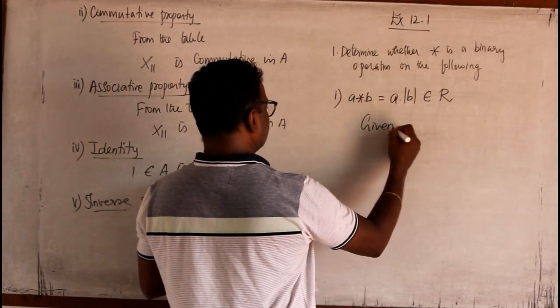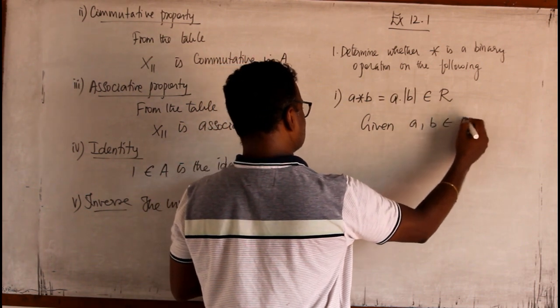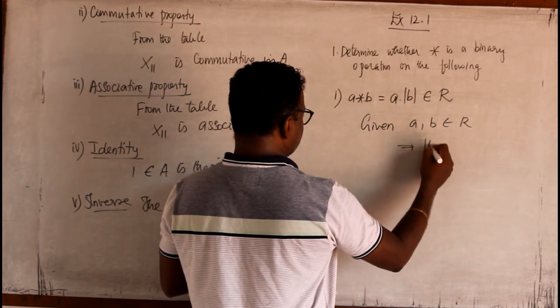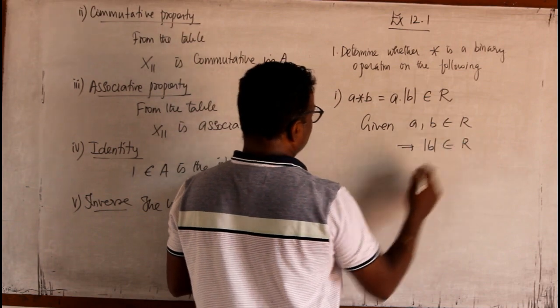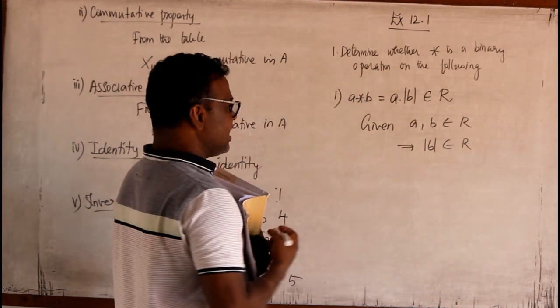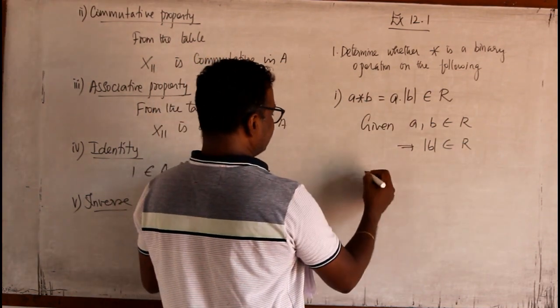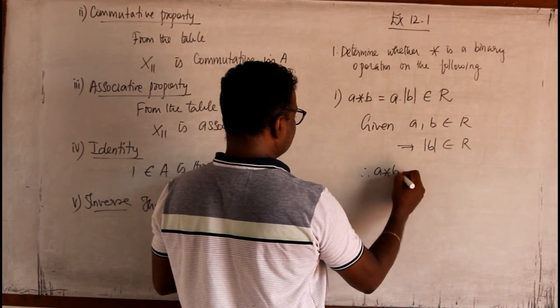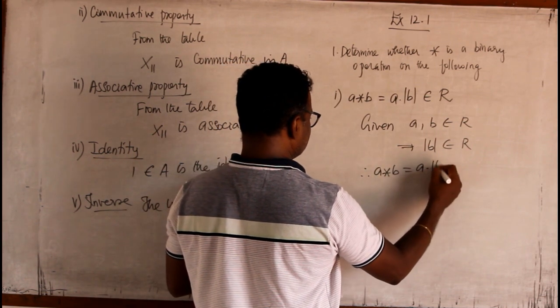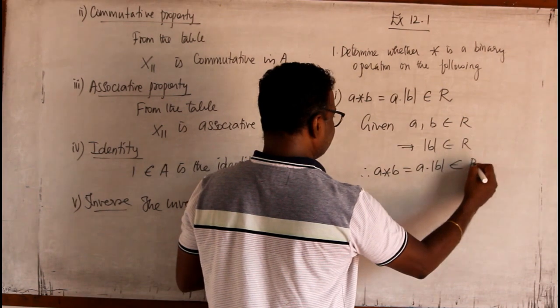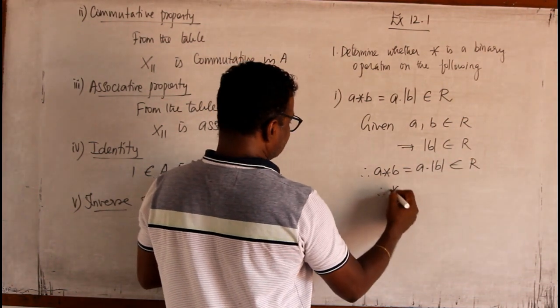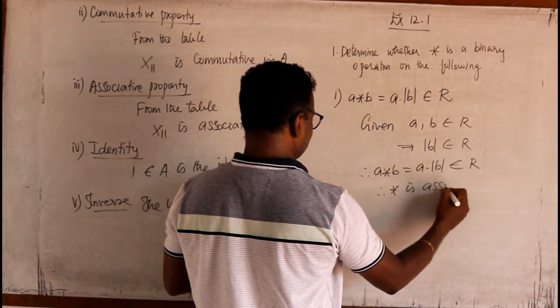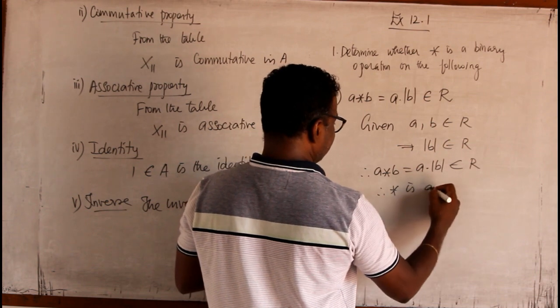Given A and B belong to R, and we know modulus of B also belongs to R. And multiplication always results into a real number. Therefore, A star B equal to A into modulus of B definitely will be in R. Therefore, star is a binary operation.